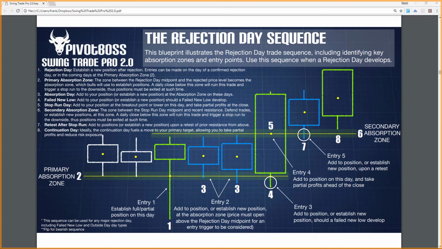Number 3, absorption days. Add to your position or establish a new position at the absorption zone on these days. It can be an art trying to figure out whether you want to enter in the last hour of the day, or wait to see if you get a much better entry at the midpoint. An absorption day is going to allow you to enter at the midpoint if that occurs.